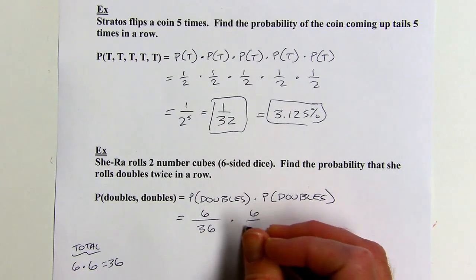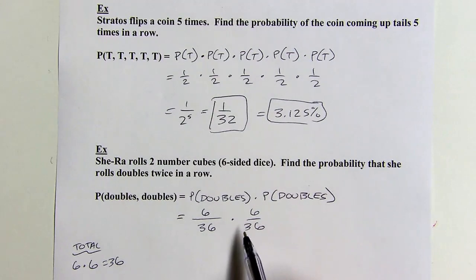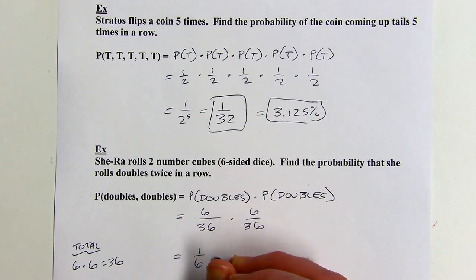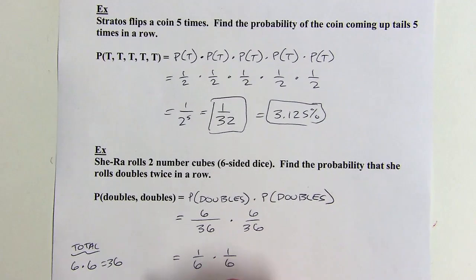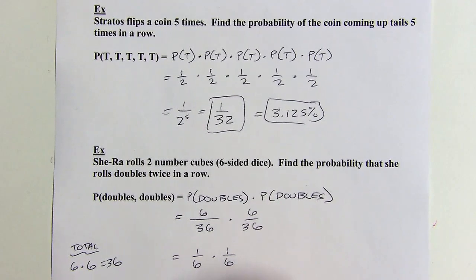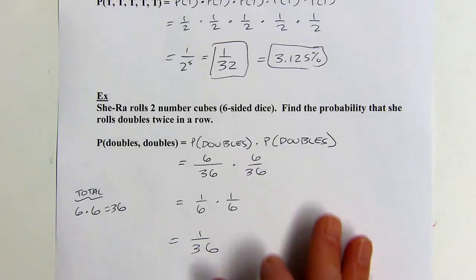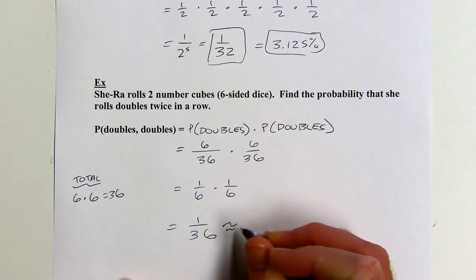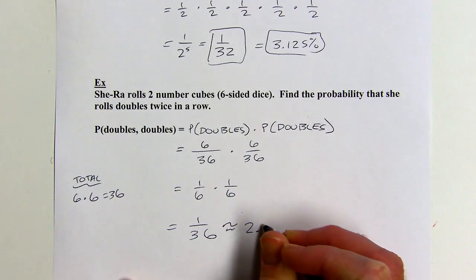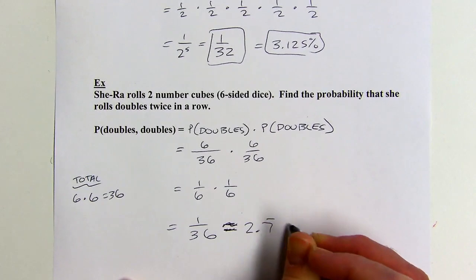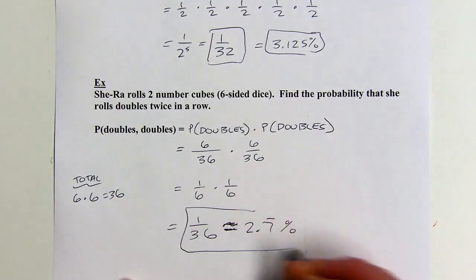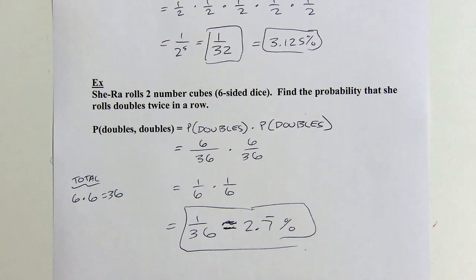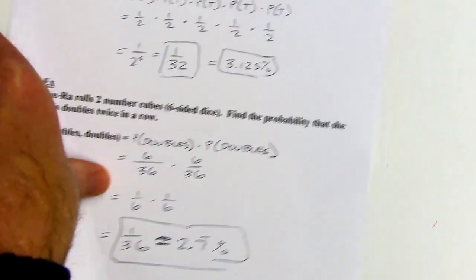Okay, and it's going to be the same probability on the second roll. So you could multiply these together right now, but you can also reduce them first just to make it a little easier. Otherwise, you'd have to reduce later. And then we're going to get 1 out of 36 probability, which is exactly 2.7 repeating percent. Okay. All right, next page, let's look at some dependent events.